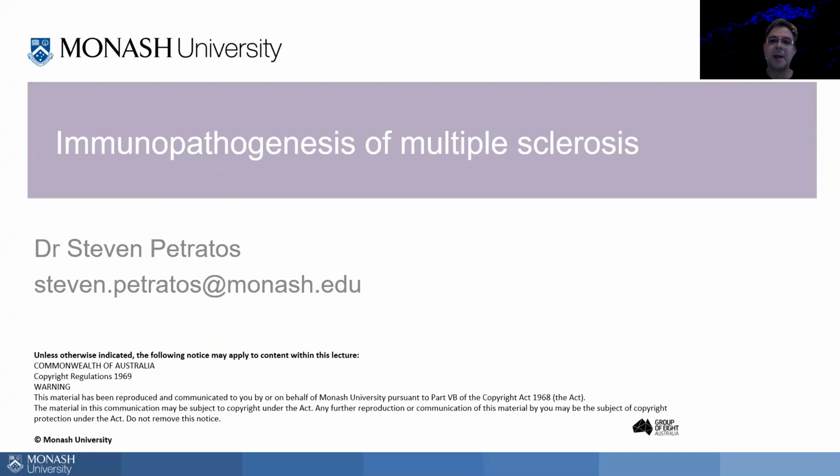Hi everyone, my name's Dr. Stephen Petratos and I'll be hosting the lecture on immunopathogenesis of multiple sclerosis. My research laboratory is at the Central Clinical School in the Department of Neuroscience, and my main focus of research is defining novel mechanisms in stopping and reversing the disease of multiple sclerosis.